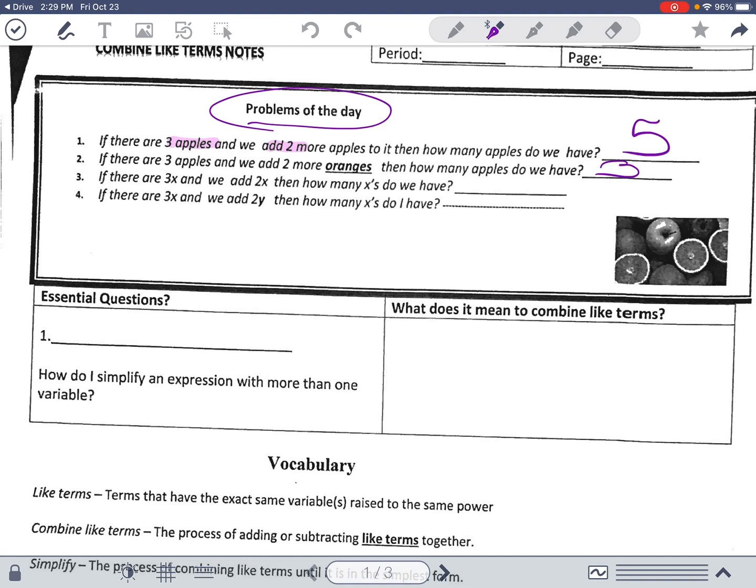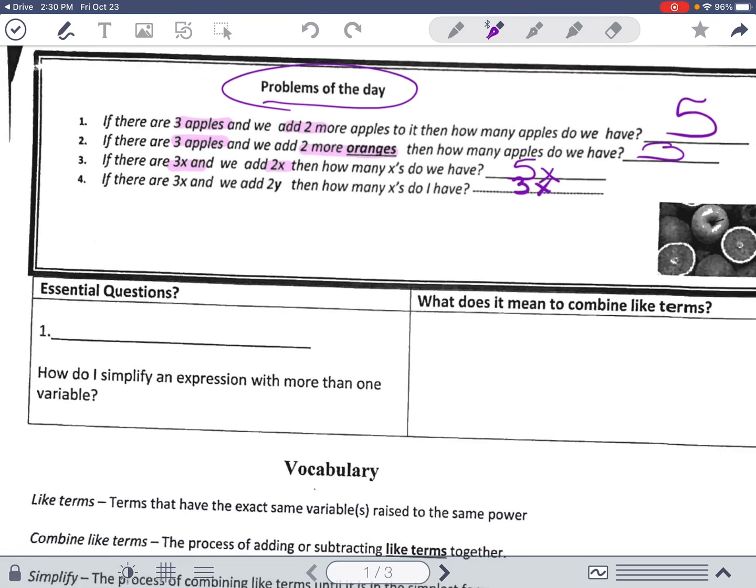If there are 3x and we add 2x, then how many x's do we have? 5x. 3 apples, 2 more oranges, still just 3 apples. 3x and 2x, you have 5x. If there are 3x and we add 2y, then how many x's do we have? Well, we still have 3x.